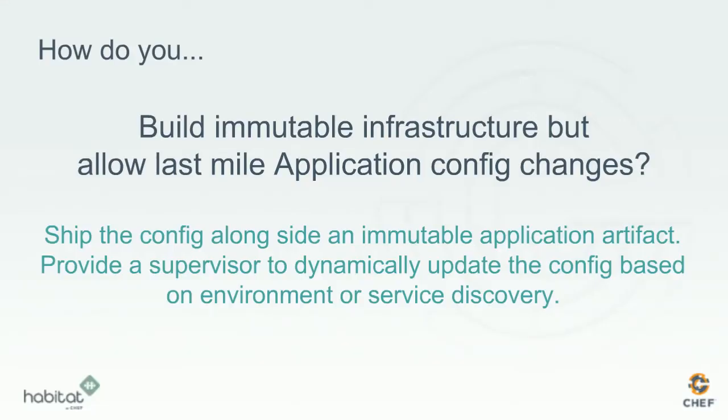So how do you build immutable infrastructure but allow last mile application config changes? If you go back to that slide that we showed you earlier where you saw the Habitat package and what was actually built, or if you go into the Habitat repo on github.com/habitat-sh, you'll see a repo called core plans. If you look at any of the core plans, you'll see a default.toml, and you'll also see a config directory.